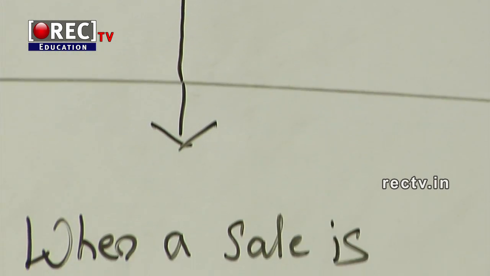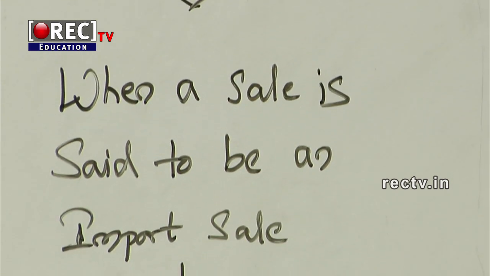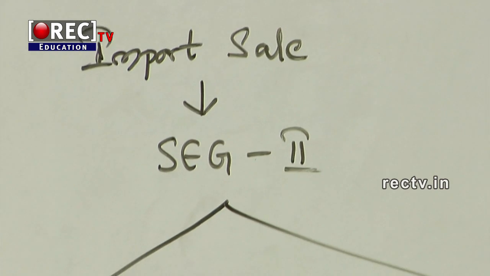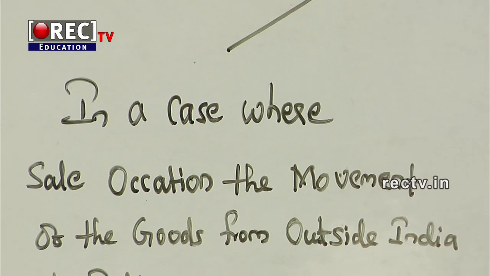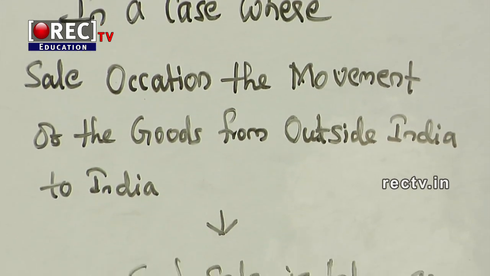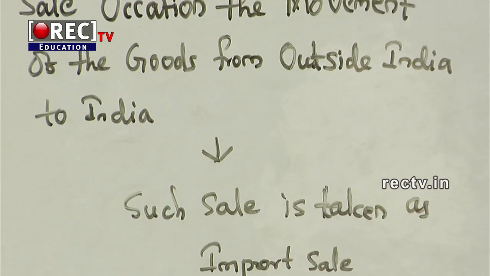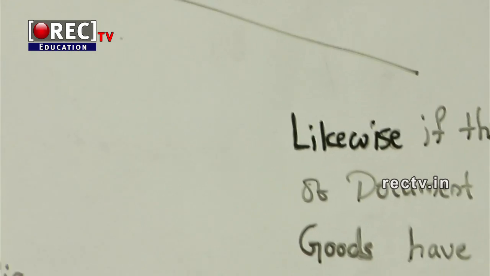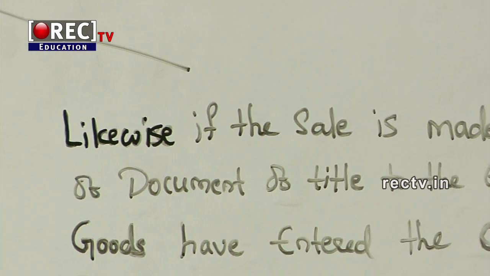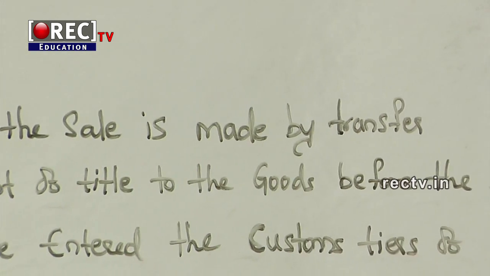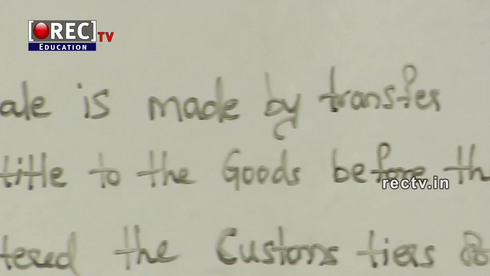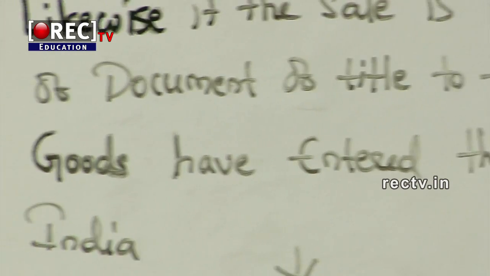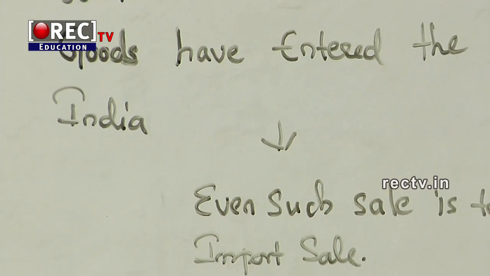Now section 5, when a sale is said to be an import sale, that is segment 2. In segment 2, first part, in a case where a sale occasions the movement of the goods from outside India to India, such a sale is taken as an import sale. Likewise, if the sale is made by transfer of a document of title to the goods before the goods have entered the customs barriers of India, even such sale is taken as an import sale.